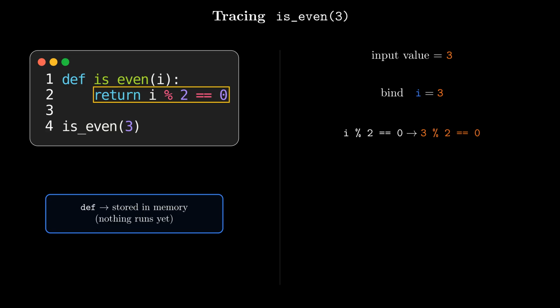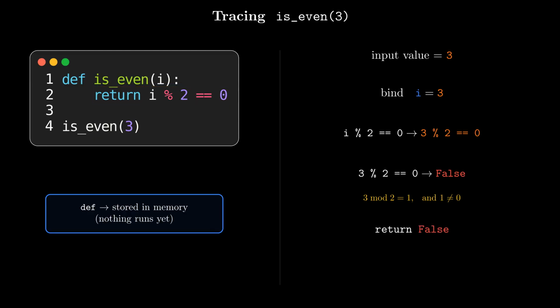Our body is a single line, so i mod 2 is equal to 0 becomes 3 mod 2 is equal to 0. 3 mod 2 leaves a remainder of 1, and 1 is not 0, so this evaluates to false. The function returns false, and the instant it returns, Python leaves the function. The entire call isEven of 3 is now replaced by false.